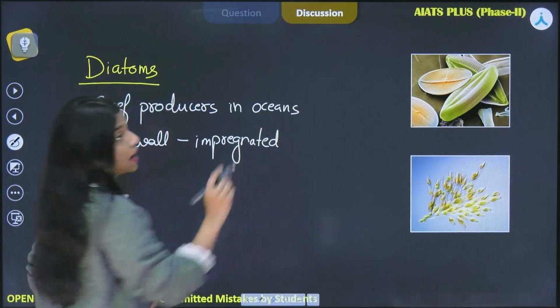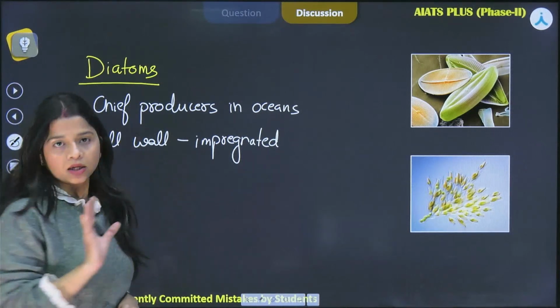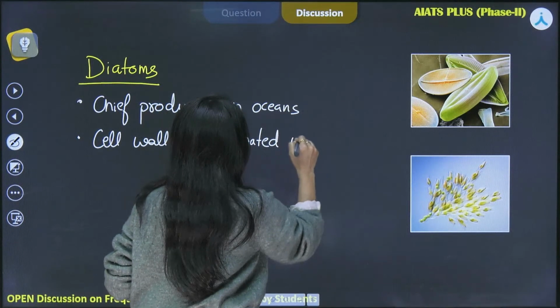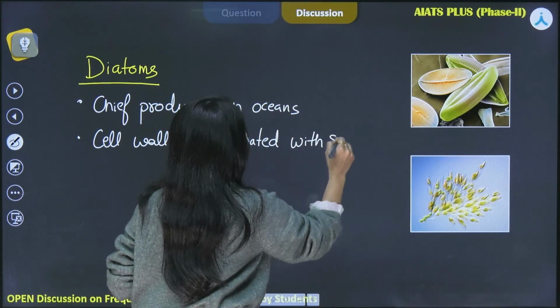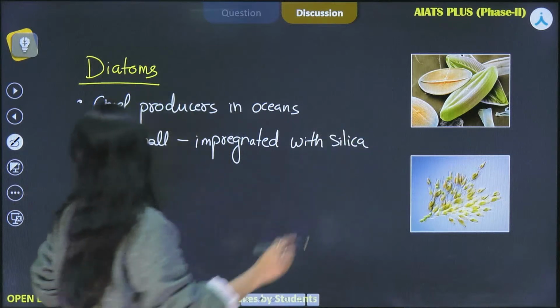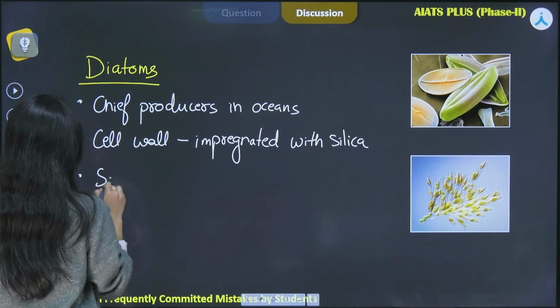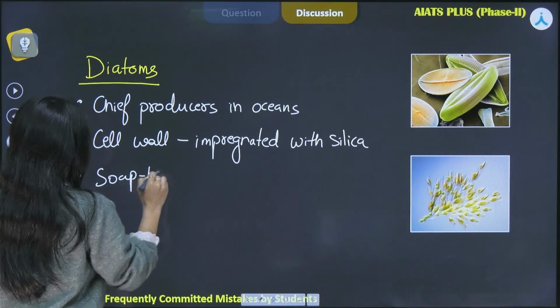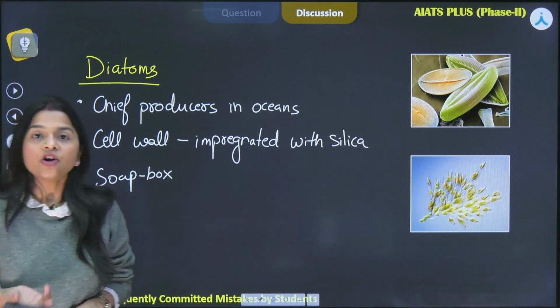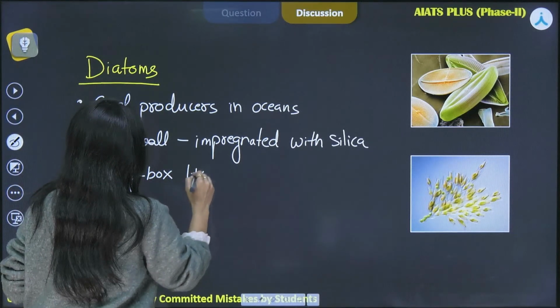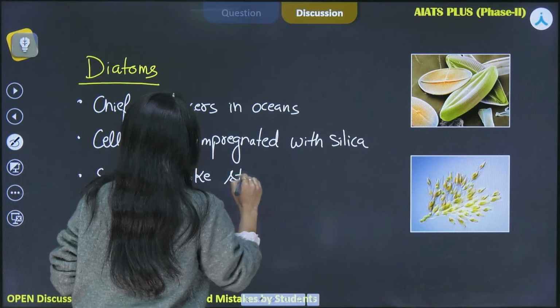This question is also asked, this silica deposition, the impregnation of silica, this is also important. And we have the soapbox like structure. This term is there in your NCERT, and questions are asked on it. Now, why is it so?